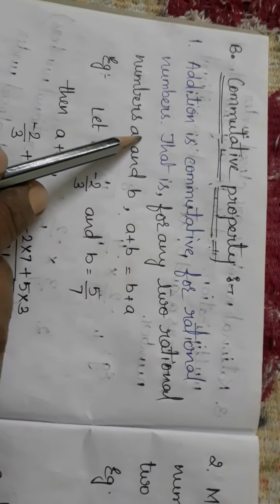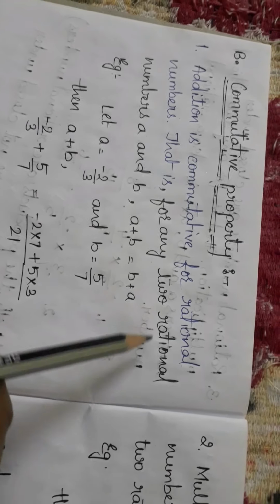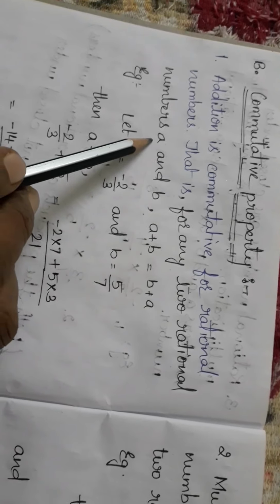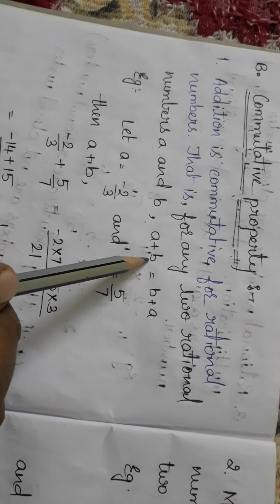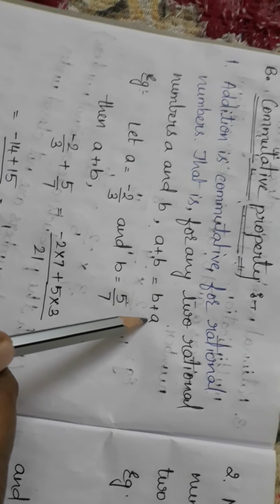Take any two rational numbers, add in any order, the sum is a rational number. Both sums are equal. For example, if A and B are two rational numbers, then A plus B is equal to B plus A. This is the commutative property under addition. Addition is commutative for rational numbers. That is, for any two rational numbers A and B, A plus B is equal to B plus A.